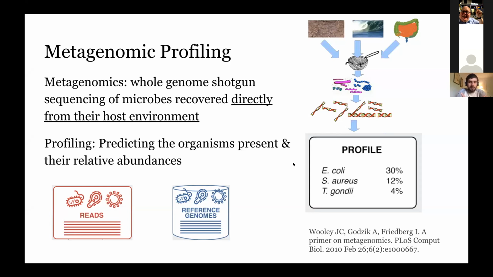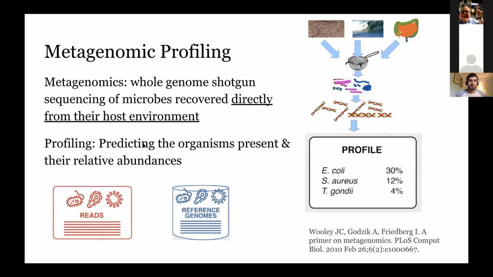The term metagenomics refers to whole genome shotgun sequencing of microbes recovered directly from their host environment, which could be soil, ocean water, human gut, whatever. Microbes are everywhere. The benefit of this approach versus traditional culture-based approaches is that, first of all, some organisms are difficult or impossible to culture in the lab. And also, culturing doesn't capture the full complexity of real-world communities.